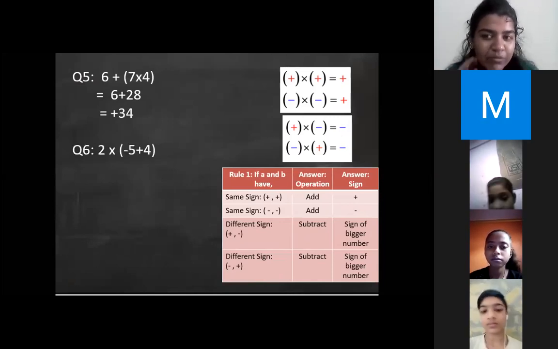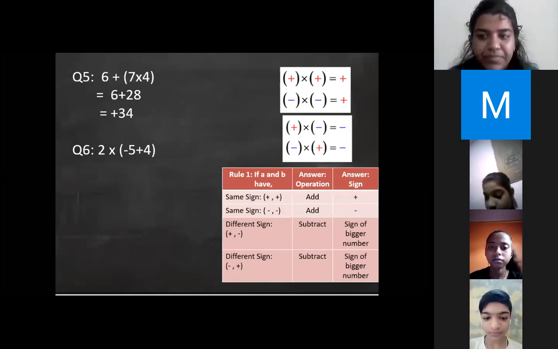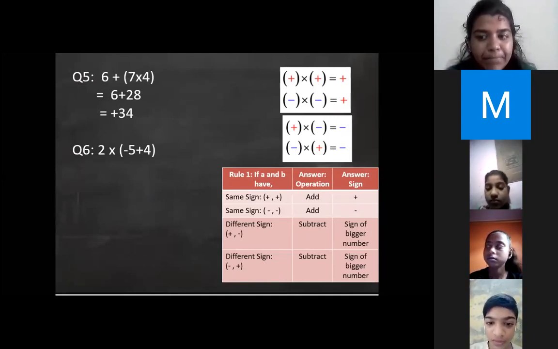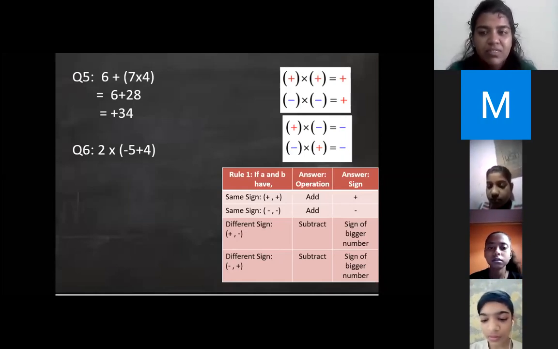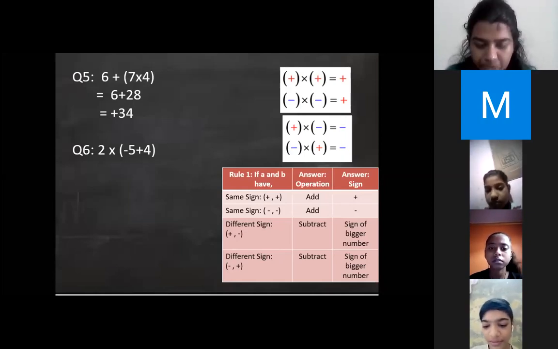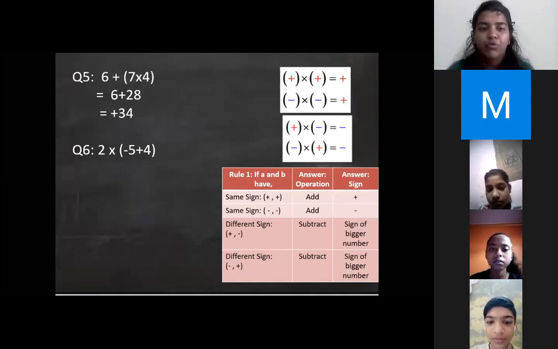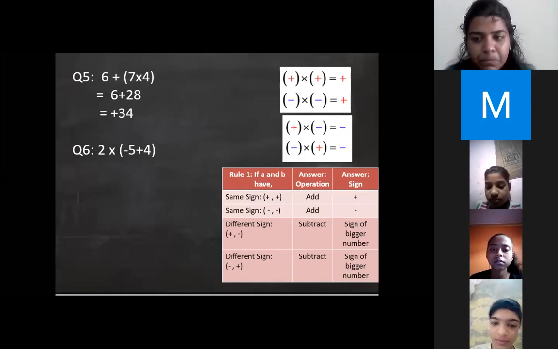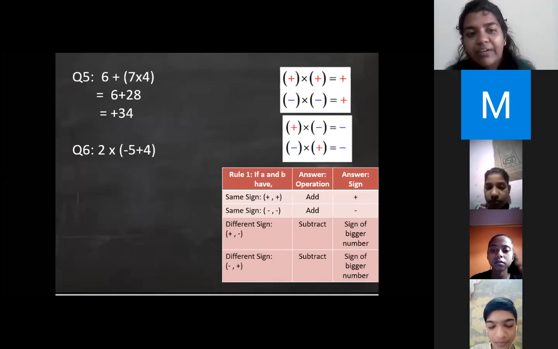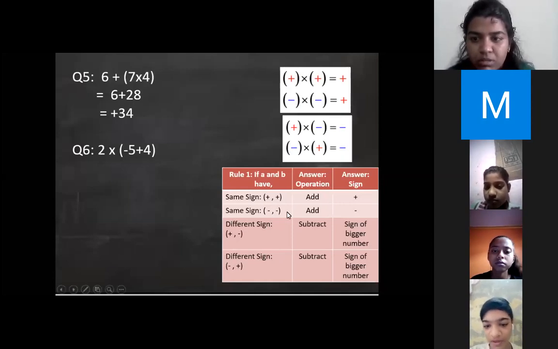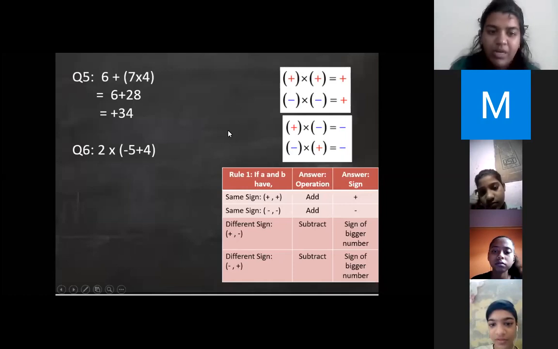Okay. Yes, Mishba, you can take this one. What will I solve first? Bracket. So it is -5 plus 4. So what will my answer be for that? 9. No, read again. I am adding two different signs. So आप right side में देखिए rule 1 जो नीचे है this portion. We do minus, so it will be minus one.